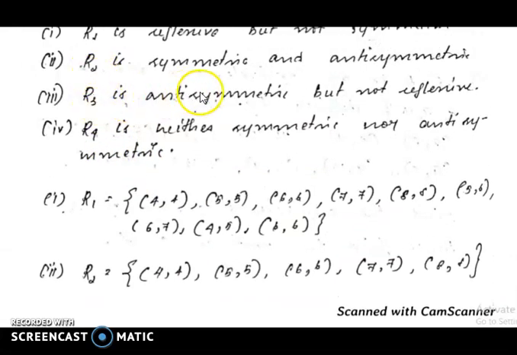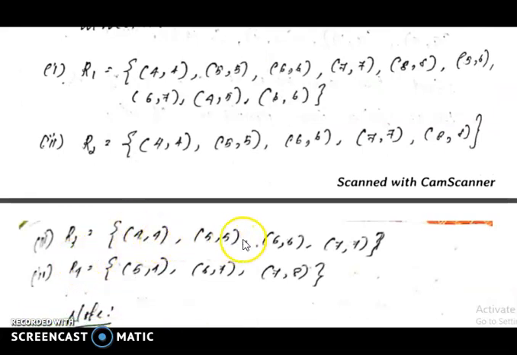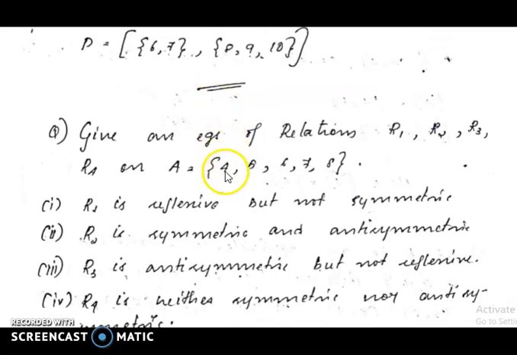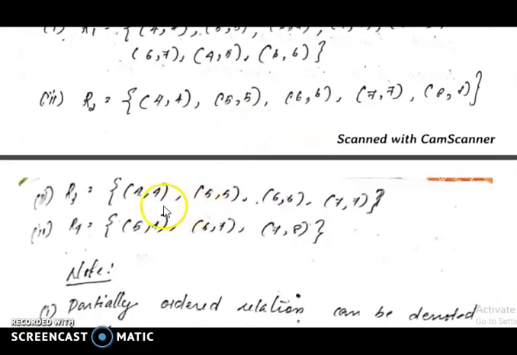Then the third example, R3, is anti-symmetric but not reflexive. Third case, you see 4 comma 4, 5 comma 5, 6 comma 6, 7 comma 7. Yes, this is anti-symmetric because A comma B is here, B comma A is also here. A is equal to B is satisfied. But this is not reflexive because reflexive means you should have 8 comma 8 also. What about A? 4, 5, 6, 7, 8. Reflexive means for all A, A comma A should be there. So here 4 is here, 5, 6, 7. 8 is not there. So it is not reflexive, but this is anti-symmetric.